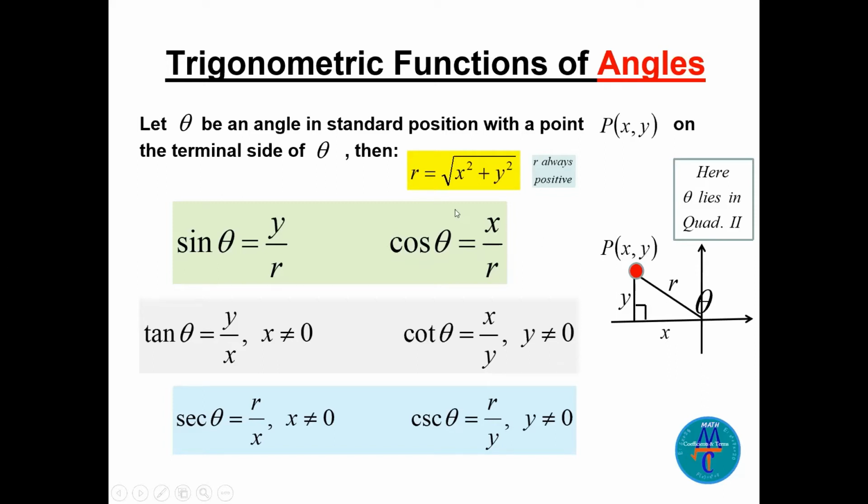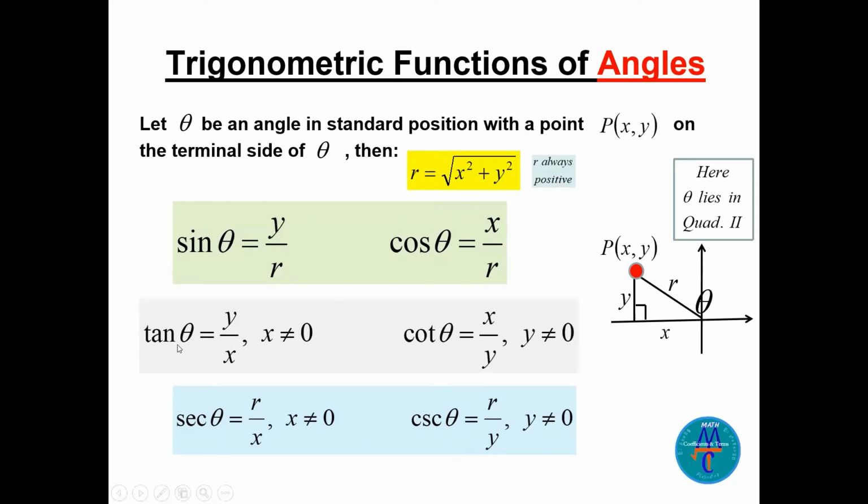Now r will be the square root of x squared plus y squared. See, when you square the x, you square the y, you add, r is always a positive number. X can be positive or negative, y can be positive or negative, but r is always a positive number.